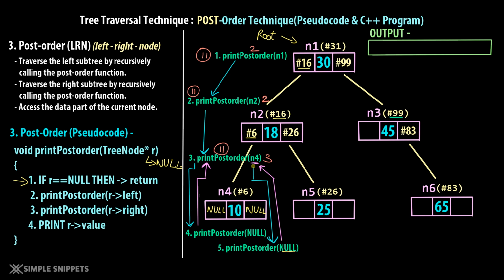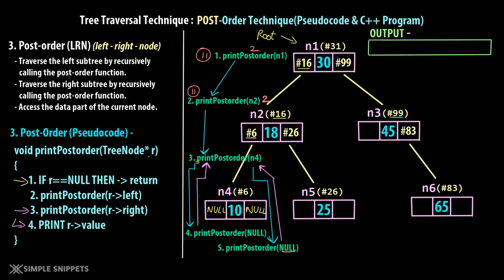Okay, so now that we come back again, this third print post order was paused at step 3. So it will again resume its operation from step 4 because the third step is done. When it resumes, we only have one step left, the fourth step, which states that we have to print R of value.